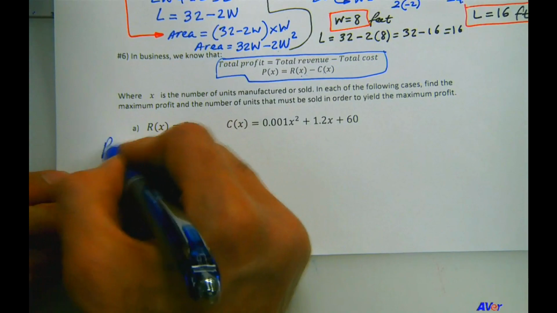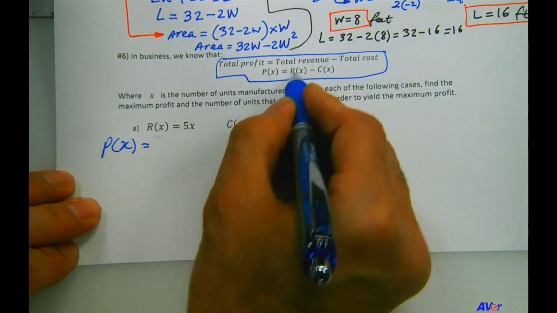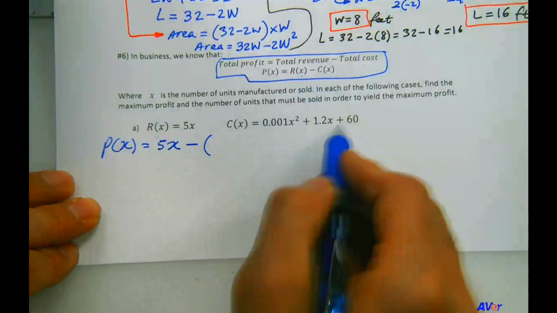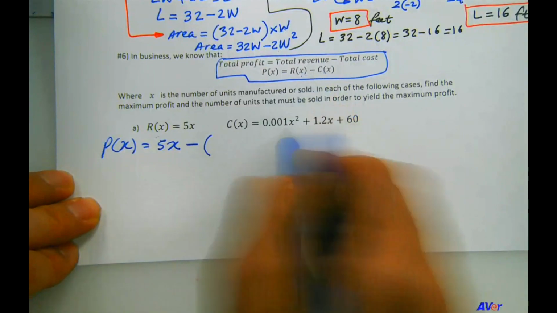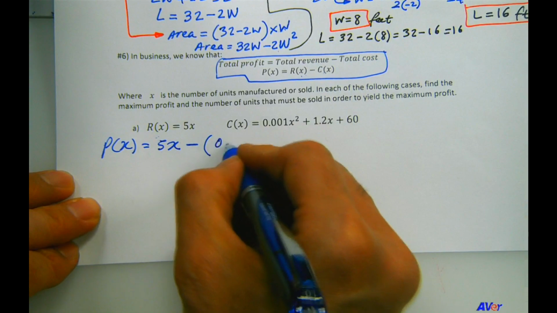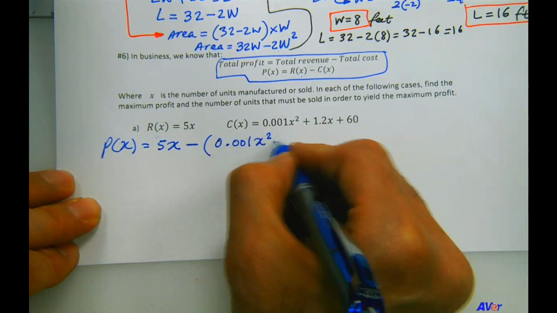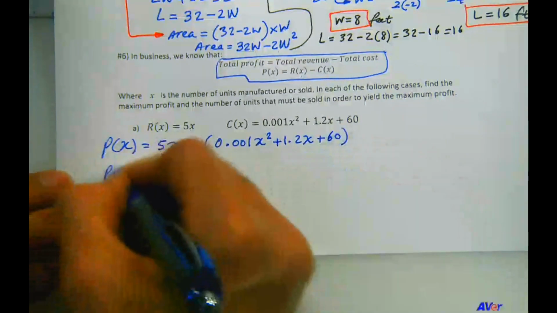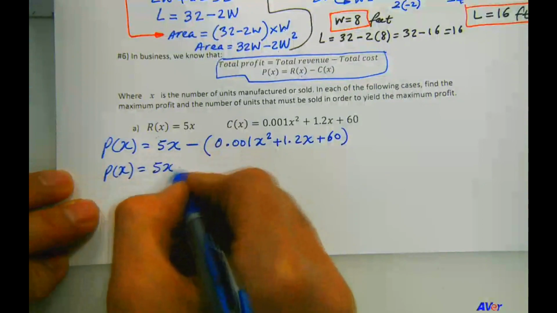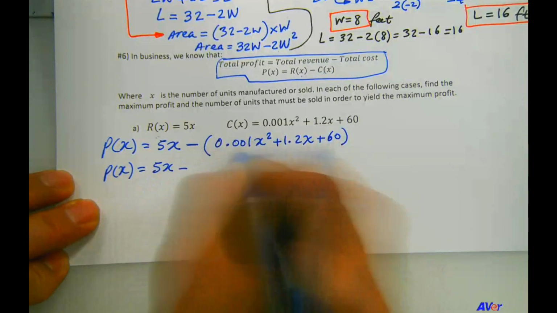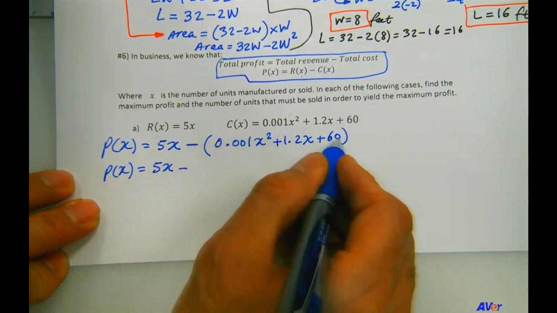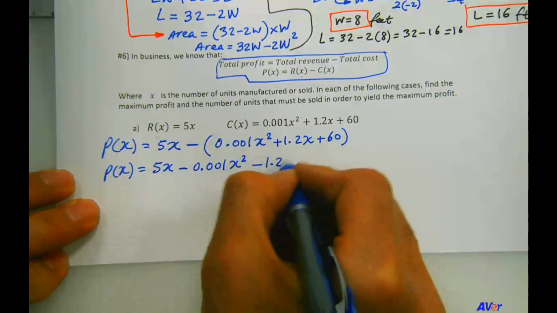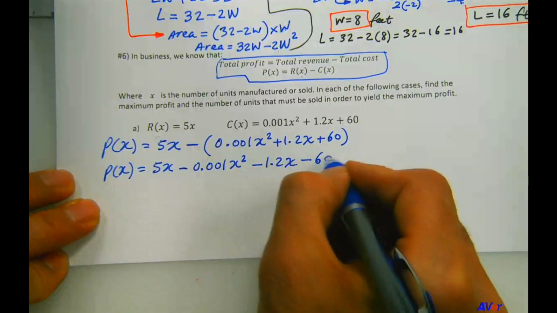So let's do that. The profit function then is the revenue function, which is 5x, minus all of the cost function, all of it. Not just this one, all of it. So minus (0.001x squared plus 1.2x plus 60). Okay, so let's simplify. 5x minus, we have to distribute the minus into all three terms, not just one. So minus 0.001x squared minus 1.2x minus 60.